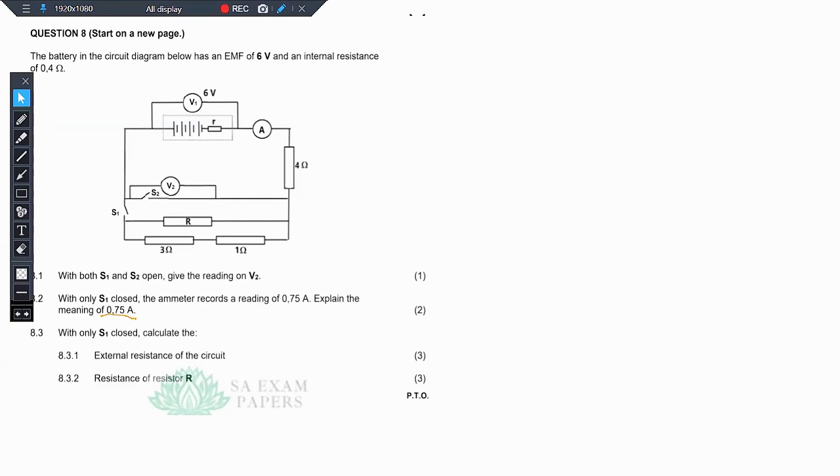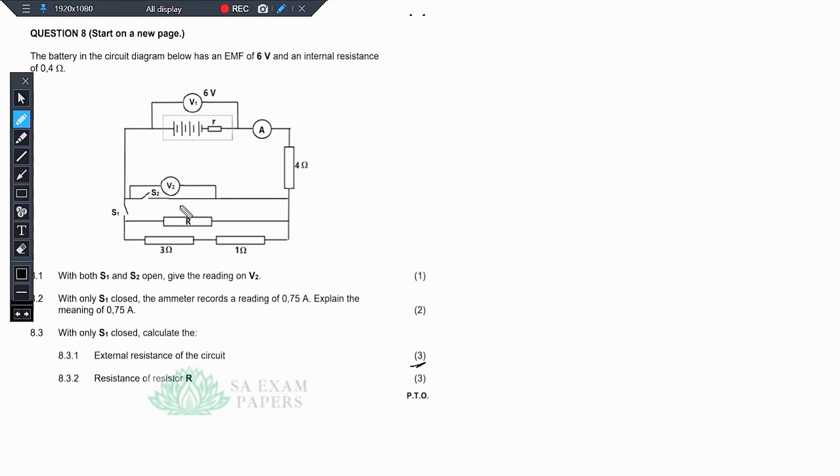So to answer 8.3, it says, with only S1 closed, calculate the external resistance of the circuit, 3 marks. Now, a 3-mark question means that you have to use the information that you are provided with here. It's a straightforward question: formula, substitution, and the correct answer.